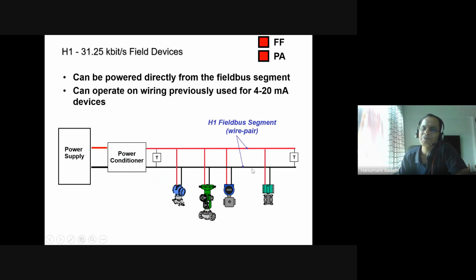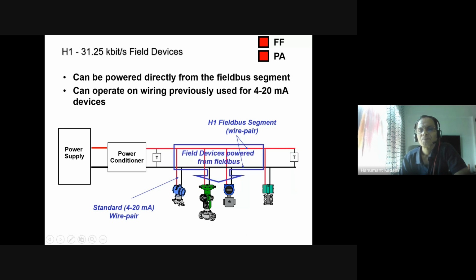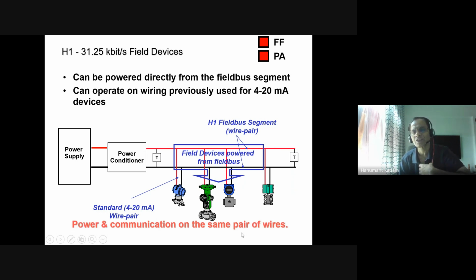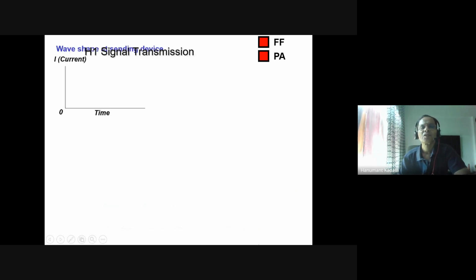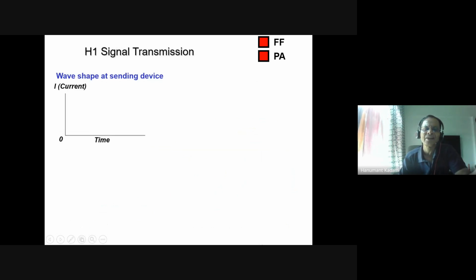So H1 field bus segment pair is two wires, plus and minus, the standard 4 to 20 milliampere wire pair here. Field devices are powered from the field bus through this, because the power is mixed on this signal. Power and communication on the same pair of wires. So this is what power and communication. So H1 is at a higher level. You can see the wave shape here, just a minute.